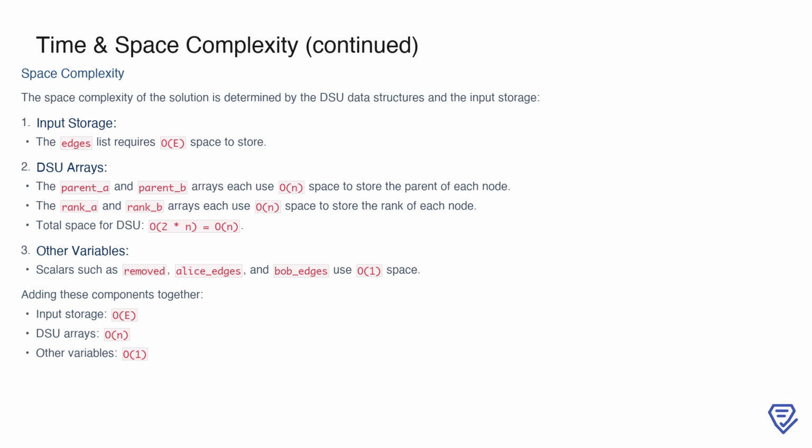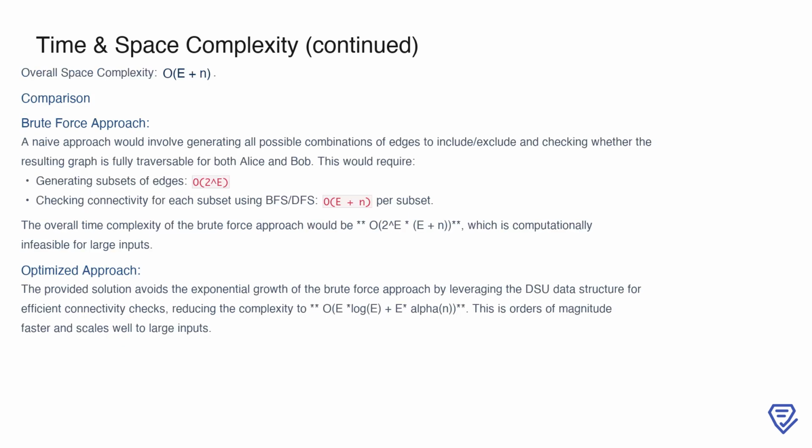Additionally, we use a few scalar variables, like removed, Alice_edges, and Bob_edges, which take up constant space, or O(1). When we combine these components, the input storage contributes O(E), the DSU arrays contribute O(n), and the scalar variables contribute O(1). When we summarize the space complexity, the overall space used by the solution is O(E + n).